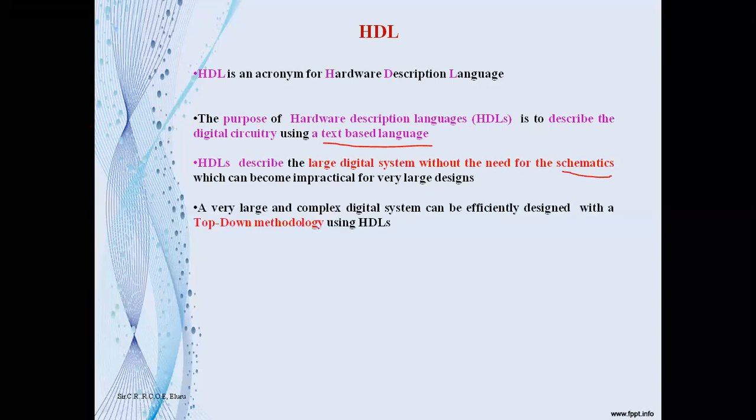Using this hardware description language, a very large and complex digital system can be efficiently designed with a top-down methodology. In the hardware description language, there is a hierarchical approach. Using this top-down methodology, you can design very large and complex digital systems efficiently. That is one of the advantages of hardware description languages, so you can easily implement complex or very large digital systems.